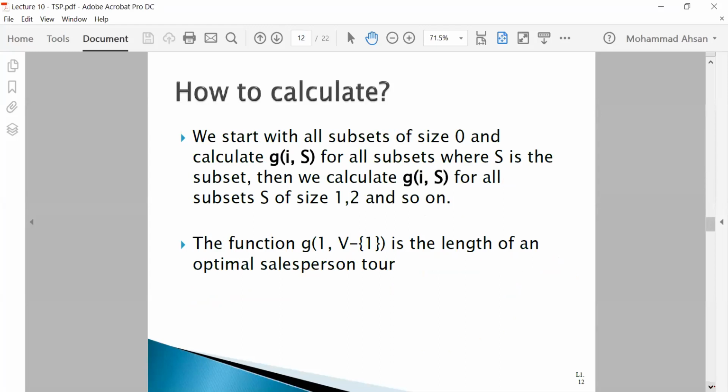So when we say that we will calculate this problem in a bottom up fashion, we assume that we start at 1, and we have no city to visit after that.